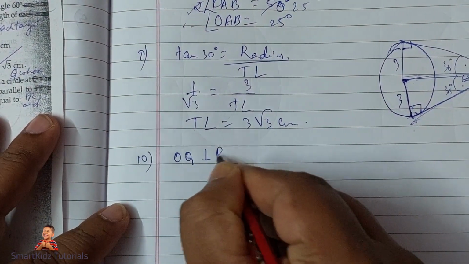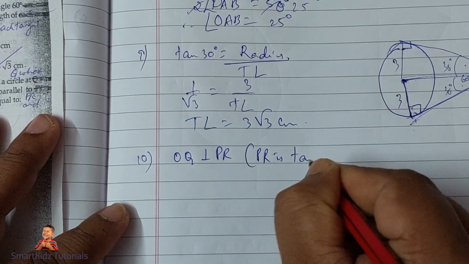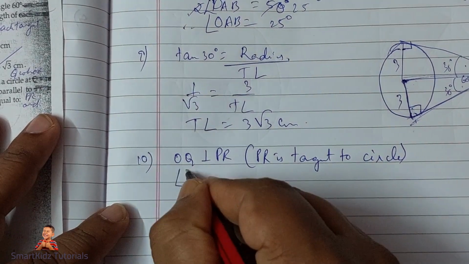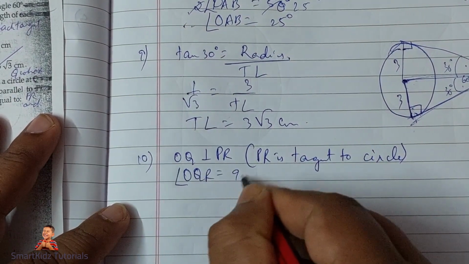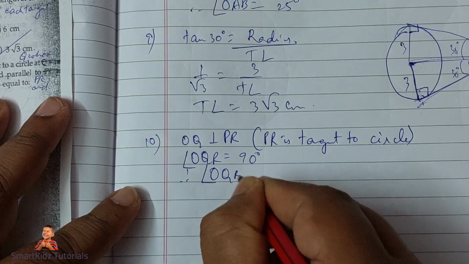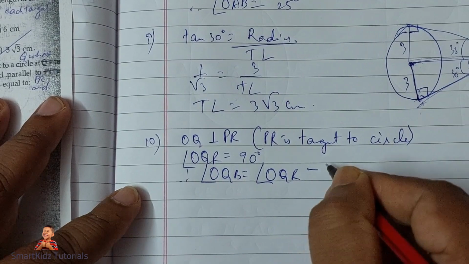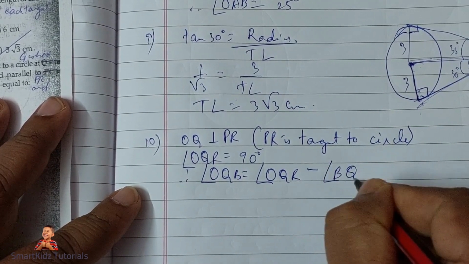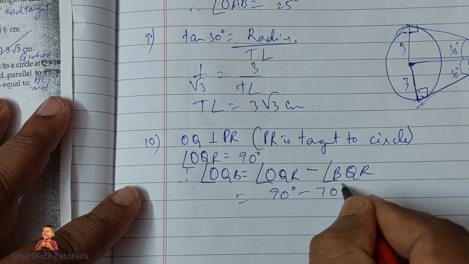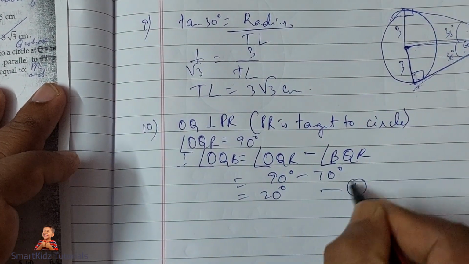OQ is perpendicular to PR, so PR is tangent to the circle, and angle OQR is equal to 90 degrees. Therefore, angle OQB is equal to angle OQR minus angle BQR. OQR is 90 degrees and BQR is given to us as 70 degrees. This gives us 20 degrees. Then we mark this as 1.